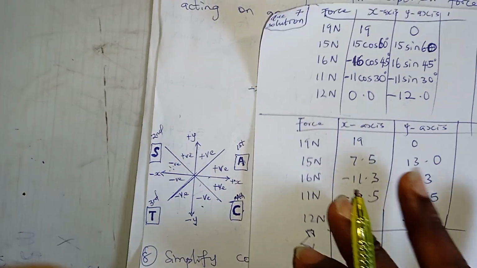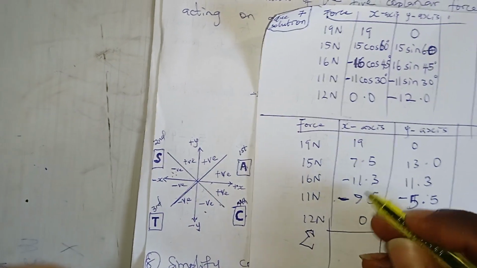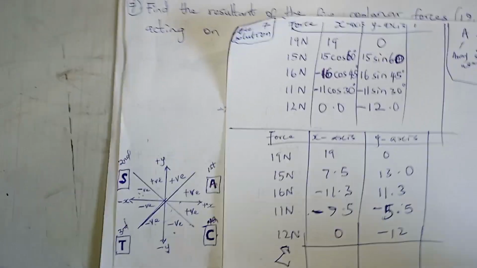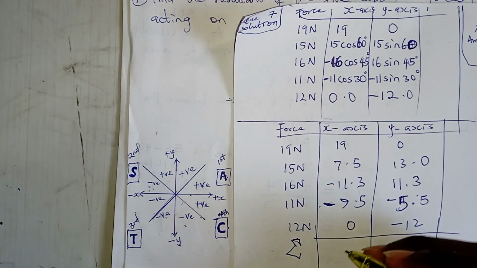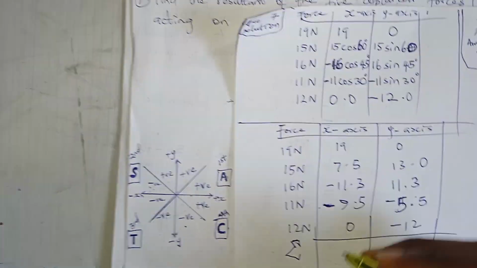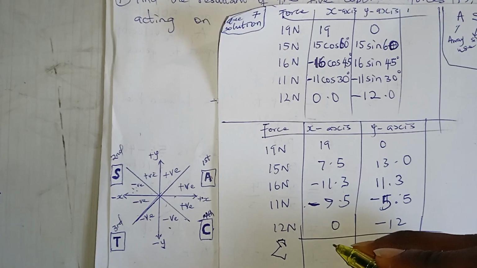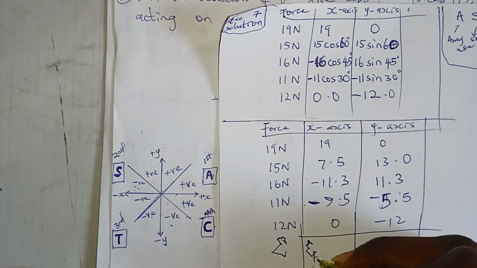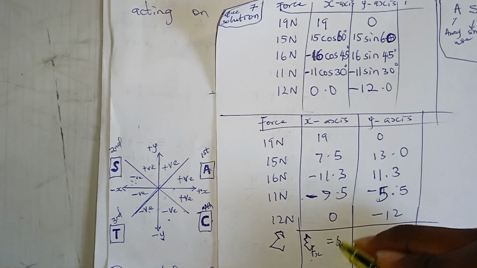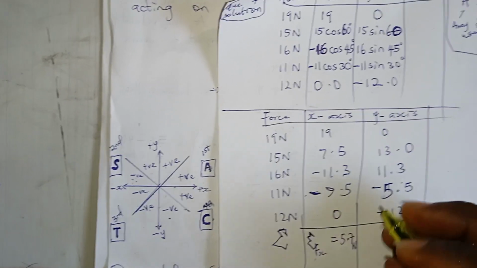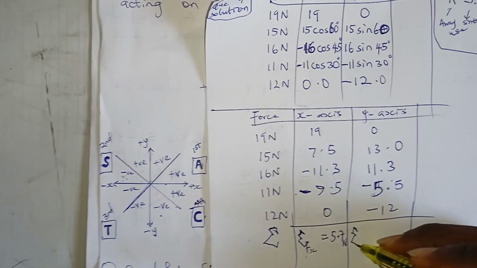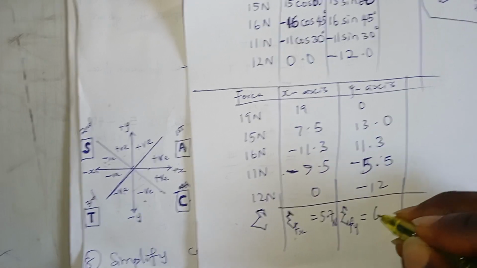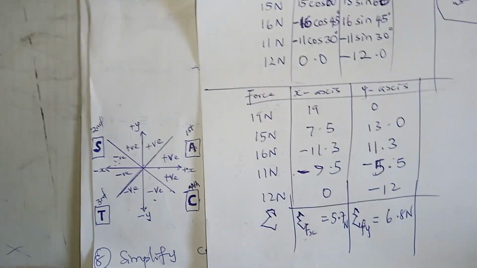Now when you've done this on the x-axis, you need to get all the x. Notice that when they give you so many things that can give you x and y, you need to resolve everything. Now after you've resolved, you need to sum it up to get the single force, so that I now have the force on x equals 5.7 Newton, and the force on y equals 6.8 Newton.